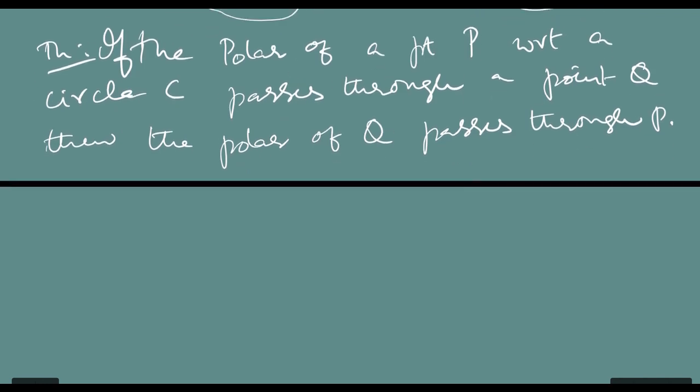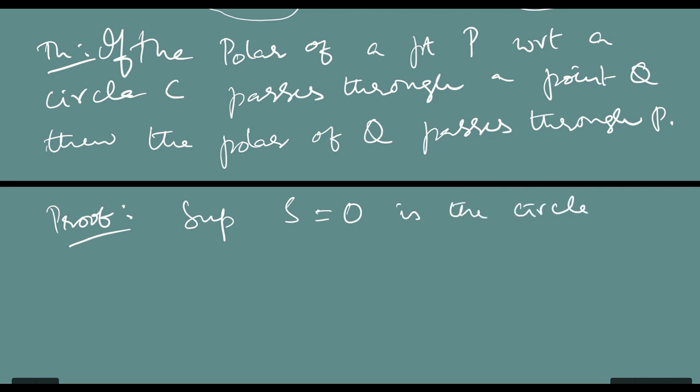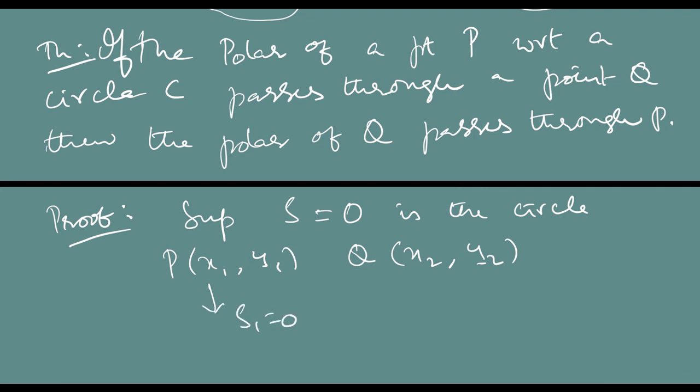See how simple the proof is. Proof. Suppose the circle is S equal to 0. P (x1, y1) and Q (x2, y2). Now the polar of P is passing through Q. What is the polar of P? S1 equal to 0. It is passing through Q. That means it satisfies. Substituting, you will get S12, and it becomes 0.